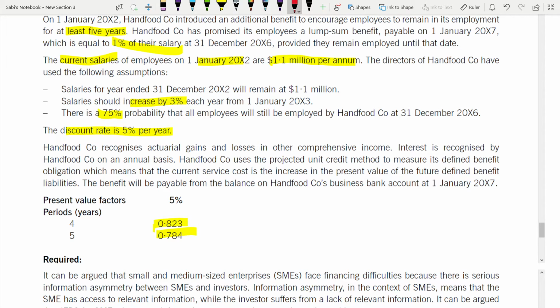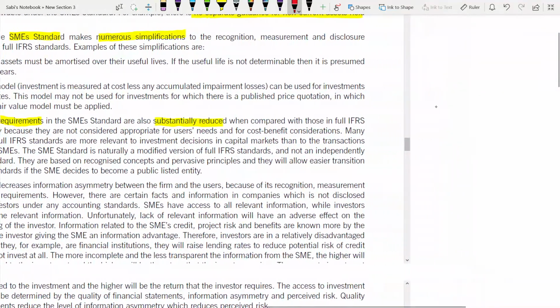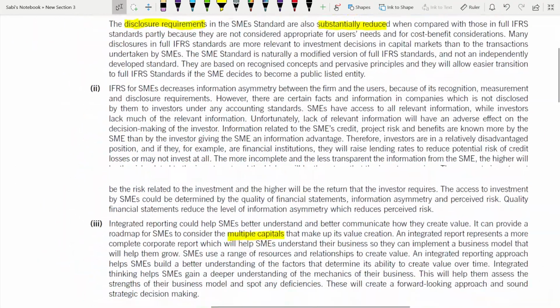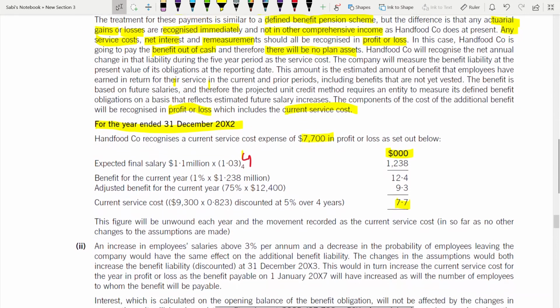Right? So from 1st of Jan 2003, and the current salary is when? 1st of Jan 2002. That means from 1st of Jan 2002 to 31st December 2002, it will be 1.1. So that 1 year we are not taking. They have to remain in the company for 5 years. So we are taking these 4 years from 1st of Jan 2003. That's why it is 3% to the power 4, not 5. Because 2002 will not be taken, as it will increase from 2003 onwards, not 2002. That's why to the power 4. Next.